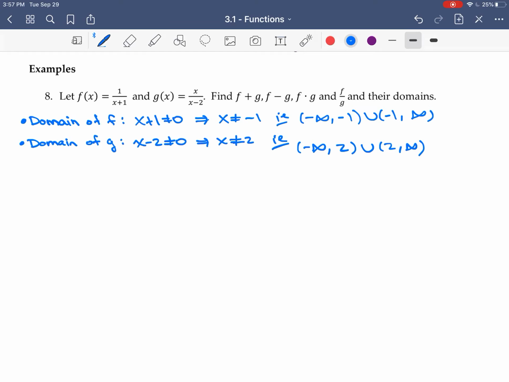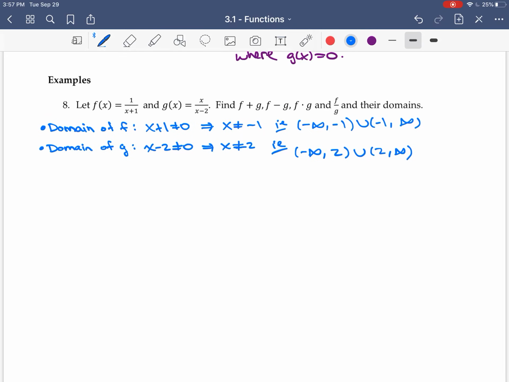Okay, now if you want to think about these, let me make this a bit smaller. If you want to think about these on a number line, I'm going to have, say, negative 1 here. And down here, I'm going to do another one, but I'm going to have 2 on it. For f, we can be anything except negative 1. So we have a hole around negative 1, and we can be anything else.